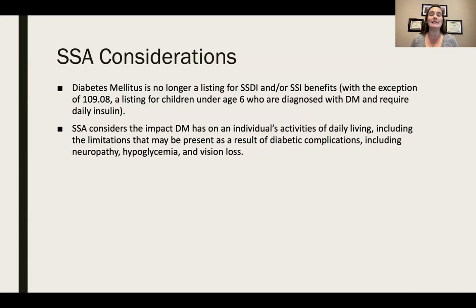As I mentioned before, diabetes is no longer a listing for SSDI and or SSI benefits, with the exception of 10.08, which is a listing for children under the age of 18. And this listing is specifically for children under the age of 6 who are diagnosed with diabetes and require daily insulin. So that's the only listing that exists. Social Security instead considers the impact that diabetes has on an individual's activities of daily living, including the limitations that may be present as a result of diabetic complications, including neuropathy, hypoglycemia, and vision loss.